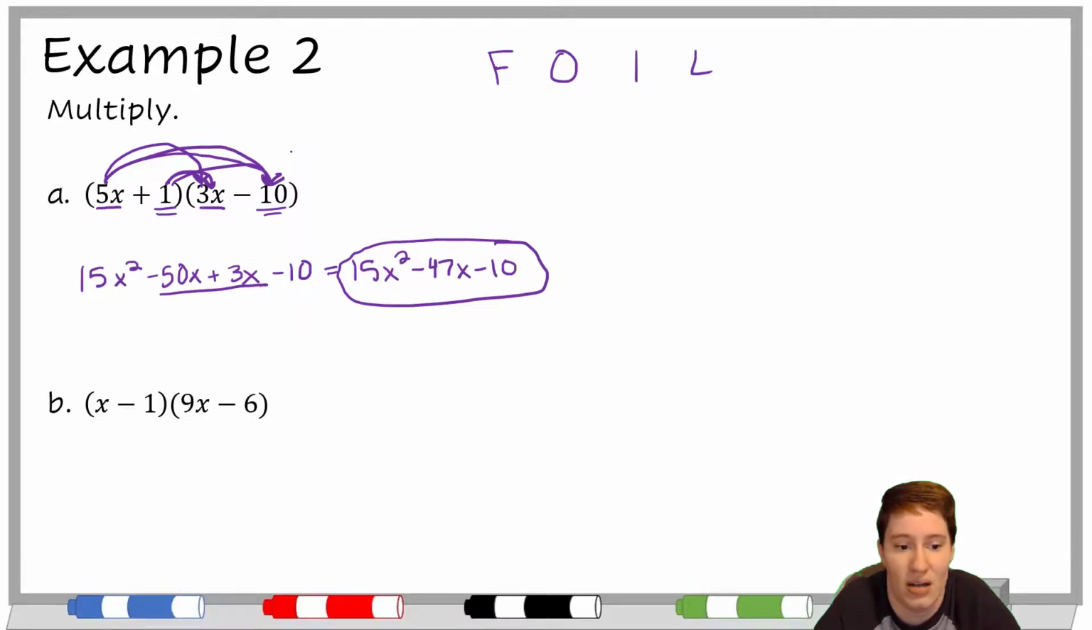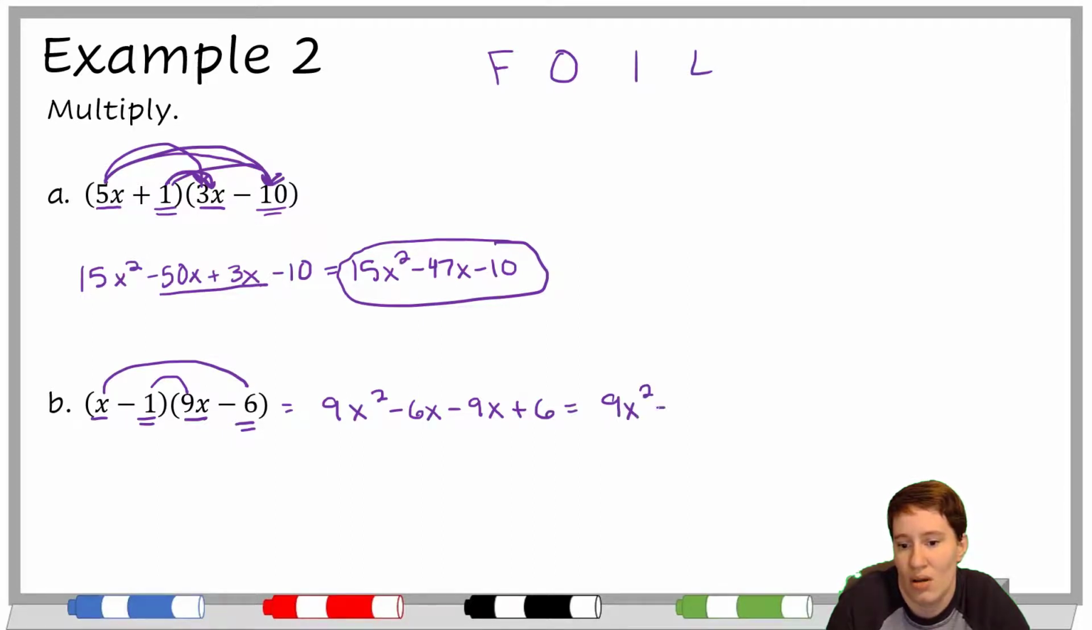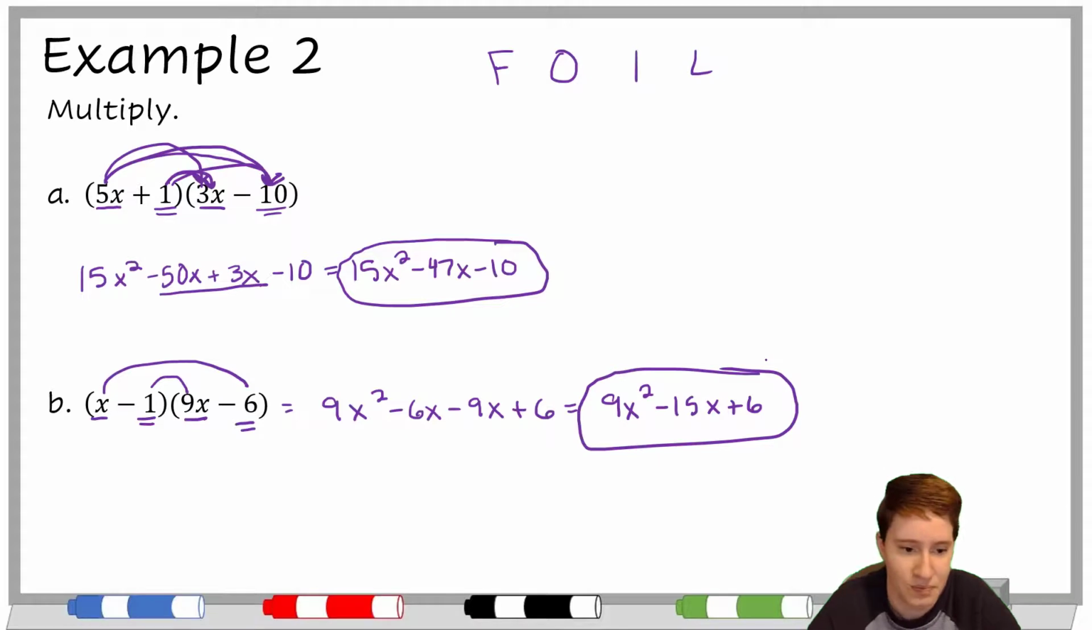Let's do B. So x times 9x is 9x squared, and x times negative 6 for outer is negative 6x. Inner, negative 1 times 9x is negative 9x. And last is negative 1 times negative 6, which is plus 6. We're going to add these middle terms and get 9x squared minus 15x plus 6.